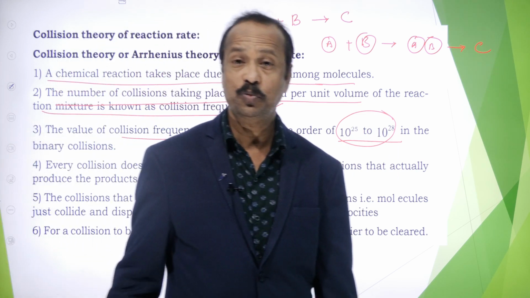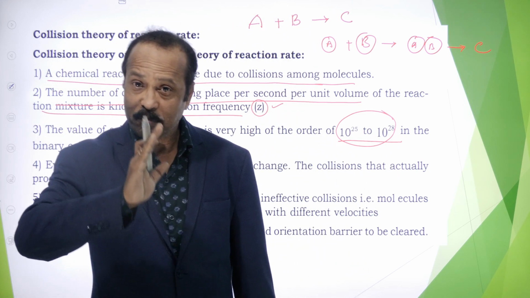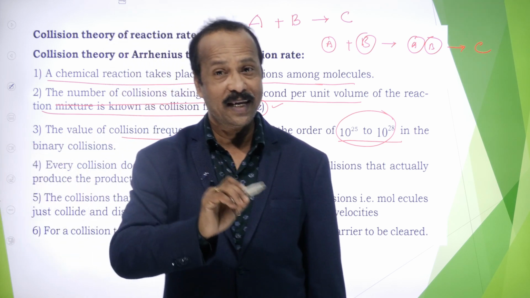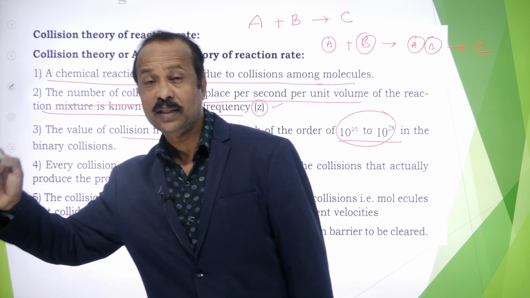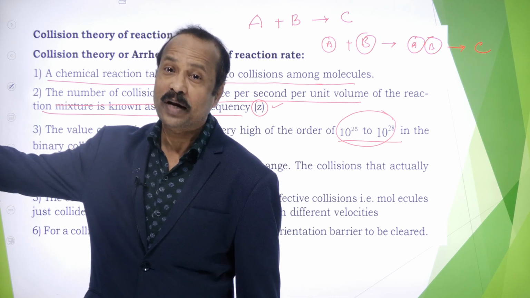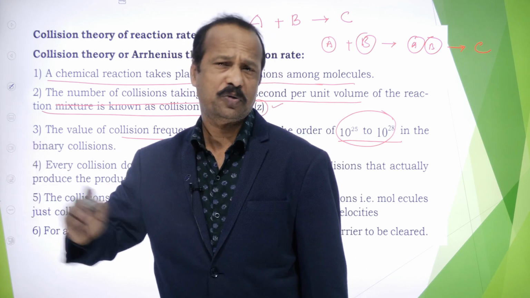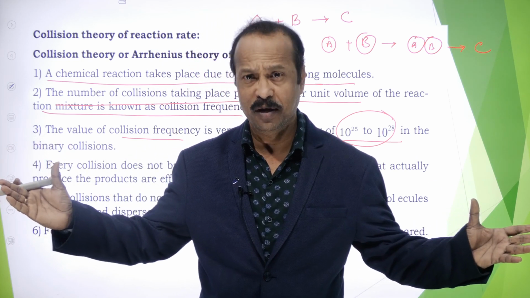10 to the power of 25 means what? 10 means 1 beside 25 zeros. 10 to the power of 25 means 10 into 10 into 10 into like this. Tens will be multiplied for 25 times, right? So then what will we get? 1 beside 25 zeros. So very huge number, very big number, right?